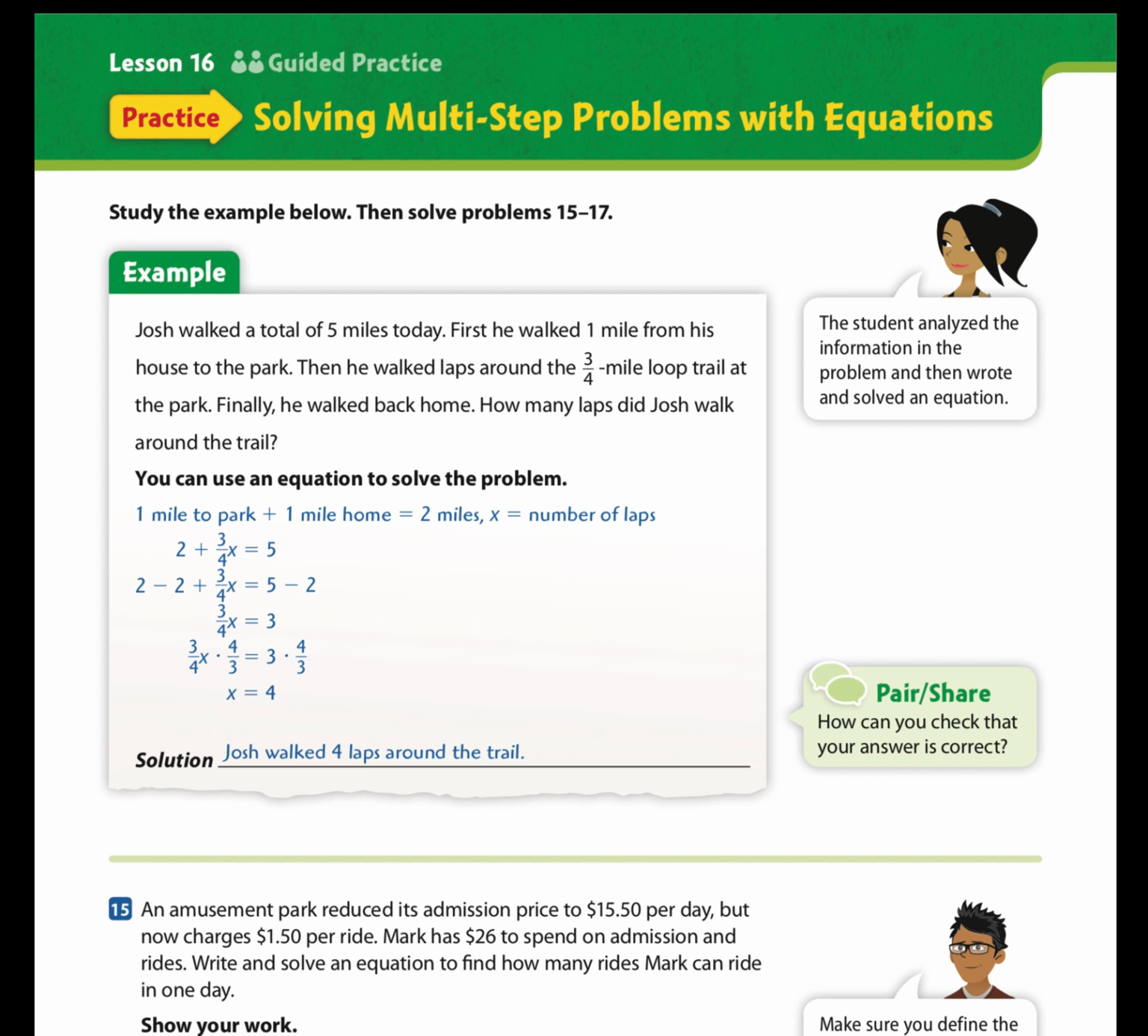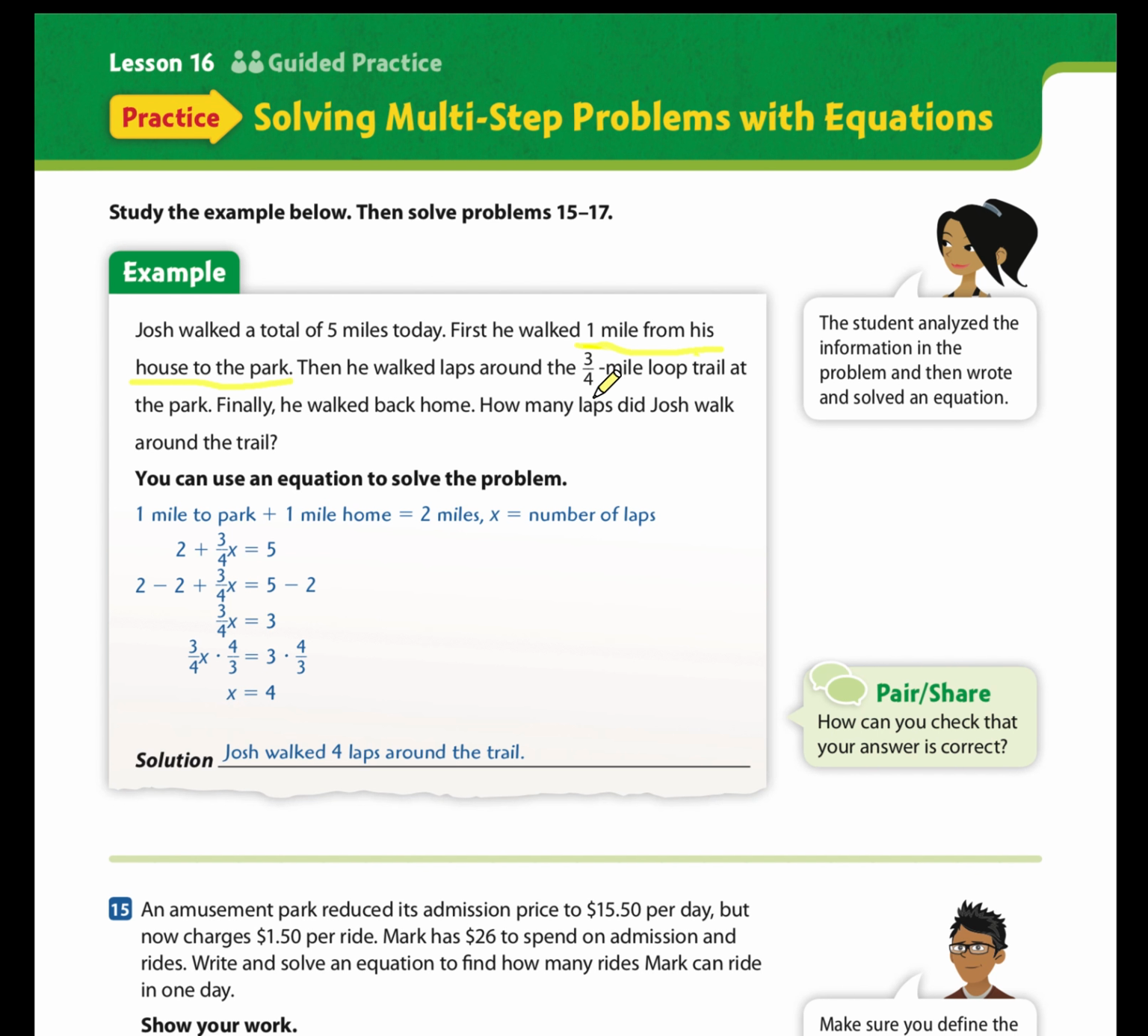I'm going to walk you through this first example here. It says, Josh walked a total of 5 miles today. First, he walked 1 mile from his house to his park. All right, so let's talk about that. It's 1 mile. Whoops. Try that again. My highlighter went a little crazy there. Hopefully yours is a little better. All right. So 1 mile from his house to the park. So go ahead and highlight that.